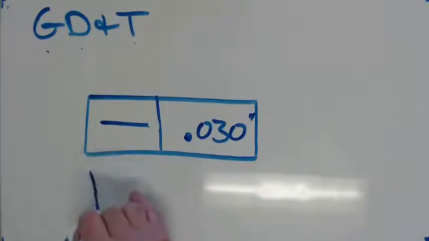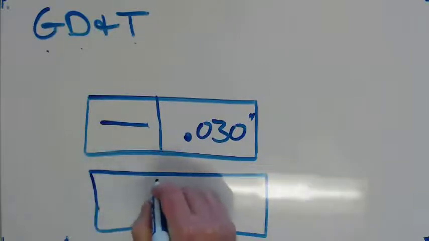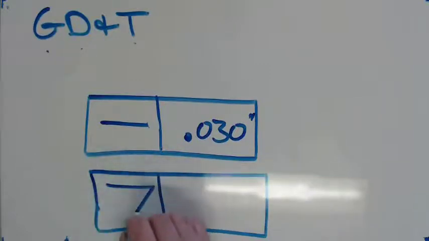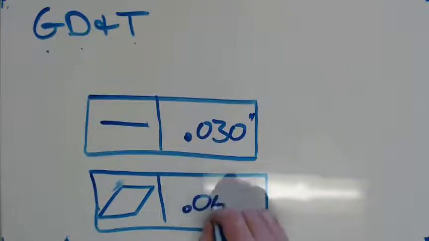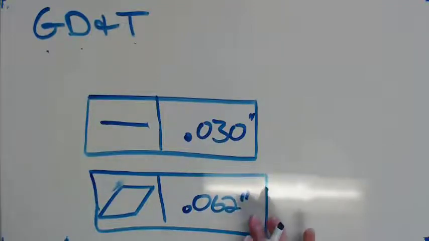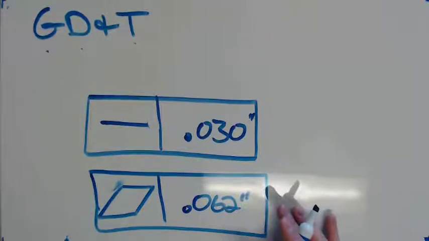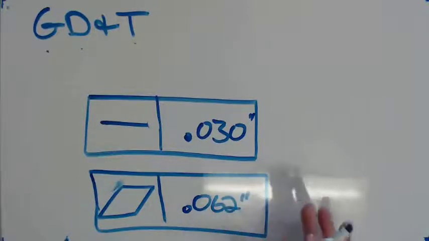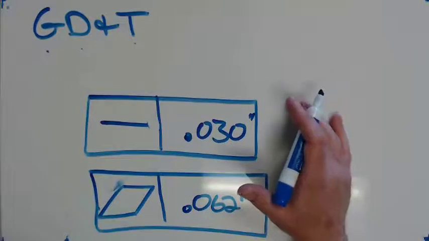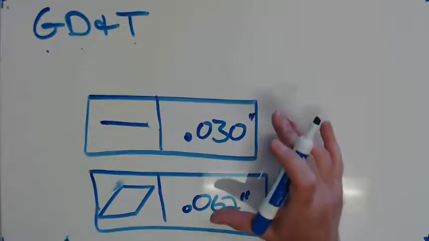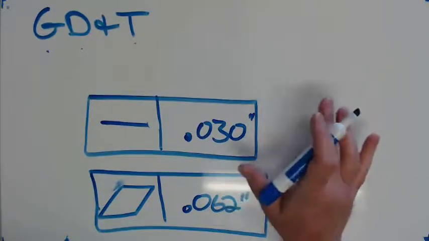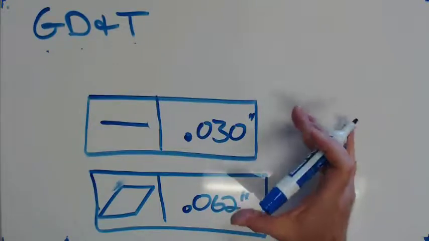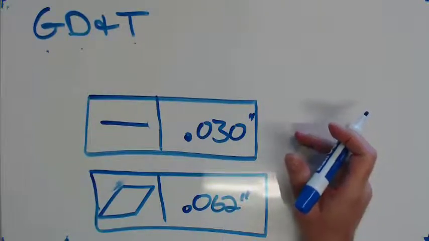I could do the parallelogram for flatness, and then 0.062 inches. What that means is whatever I'm building has to be flat within a 16th of an inch. So this is really easy. When I build an assembly, if I've got this information, I can check myself along the way. How flat am I? I put a straight edge on it. Well, I'm getting close to a 16th of a gap at the end. I'm almost at my tolerance. It makes it really easy.